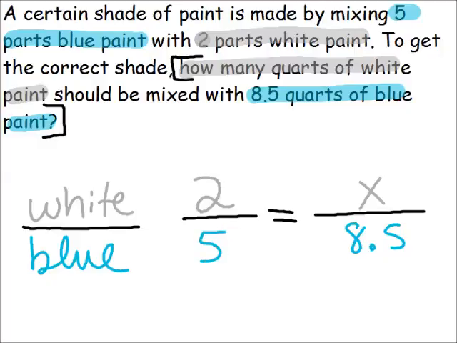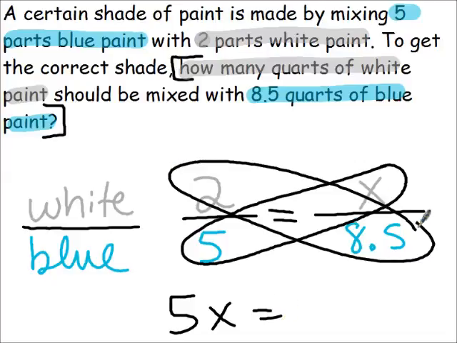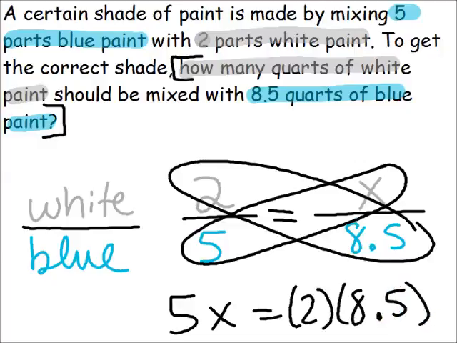And now we're ready to set up our equation. So we have 5 times x will equal 2 times 8.5. This will conclude our lesson on setting up proportions.